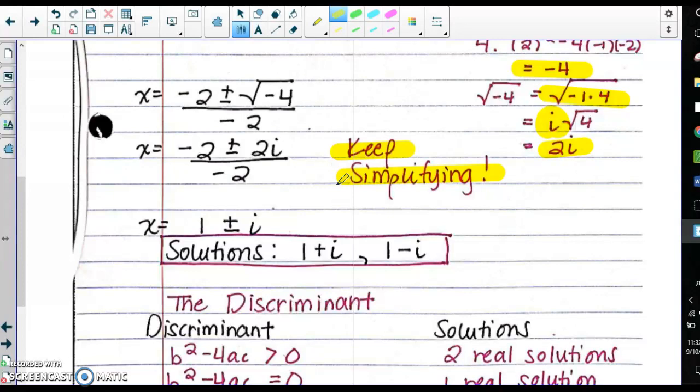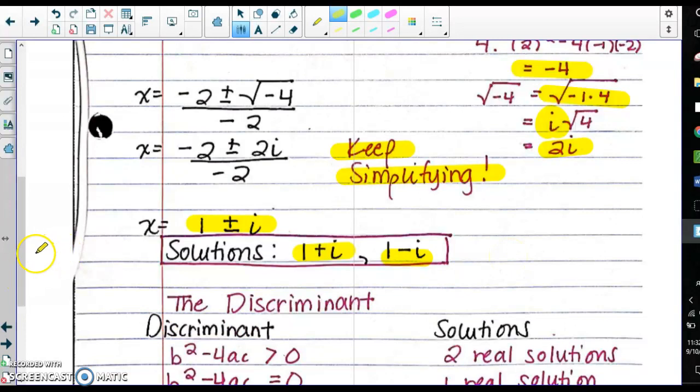Like a positive 2 divided by negative 2 is negative 2, but a negative 2 divided by negative 2 is positive 2. So you still end up with that plus or minus. And then this becomes just i, the twos cancel out. Okay, and so your solutions are 1 plus i and 1 minus i.